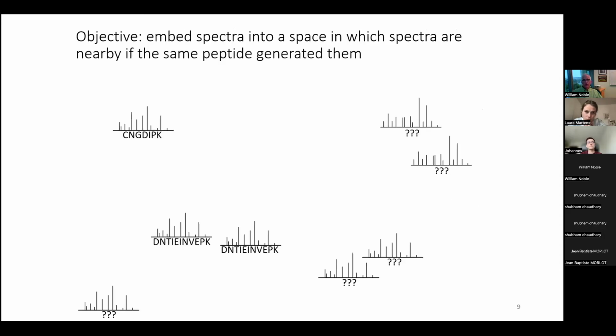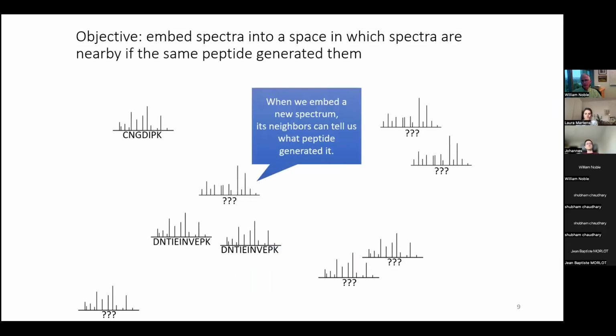So conceptually, you can think of this like we're going to try to embed all these spectra into a latent space. So this would be a two-dimensional space, but obviously in reality, it would be higher dimensional, in such a way that if two spectra have the same generating peptide, then they're likely to be close together in the space. And then the idea is when we come along with new data, we just embed it into this space and look for the neighbors, and they can tell us what was likely to be the peptide that generated it.